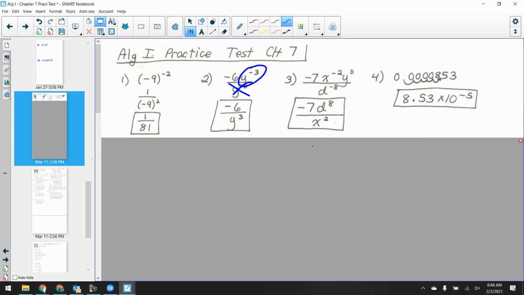So if you need any of those 4 answers, go ahead and write them down now. Make sure, again, you're making yourself a key to your practice test. This is what you're going to study tonight. So number 1 was, again, 1 over 81. Number 2 is -6 over y to the third. Number 3 is -7d to the 8th over x squared. And number 4 is 8.53 times 10 to the -5th power. Guys, this is the only time you would ever be able to leave a negative exponent in an answer. That's the only time.